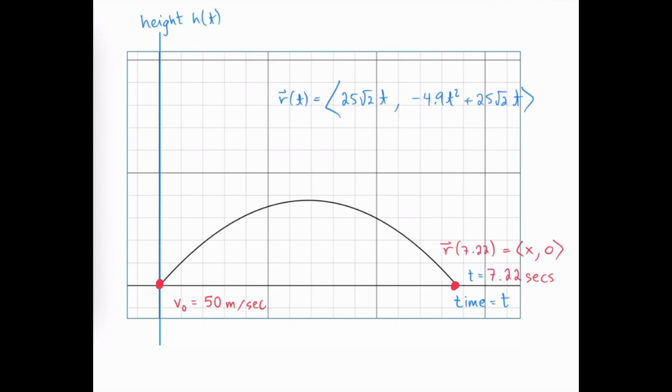In part C, we're being asked to find the maximum height of the projectile. Let's go back to our concept drawing to take a look at how we might figure that out. In this particular case, because we start and stop on the ground, we can assume that the maximum height is going to be right here smack in the middle. I know that 7.22 seconds is the time it takes to hit the ground again, so I could just divide that time in half to figure out when we reach that maximum height and then plug that into my vector function.